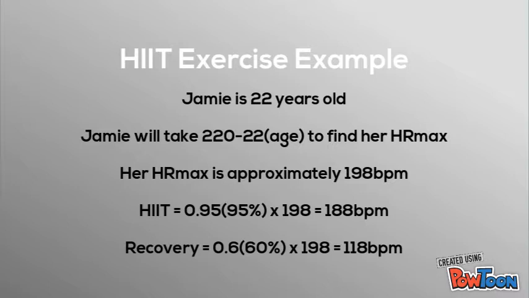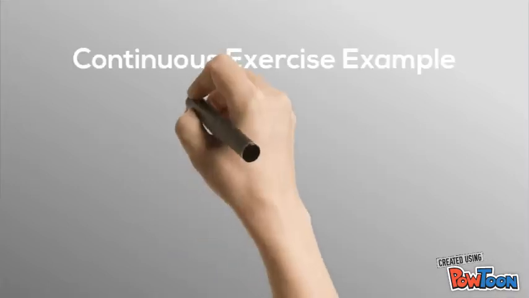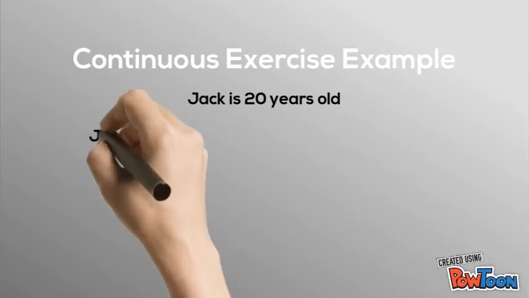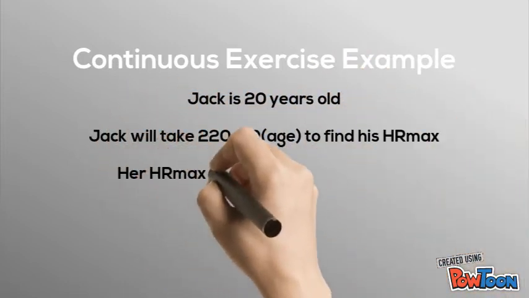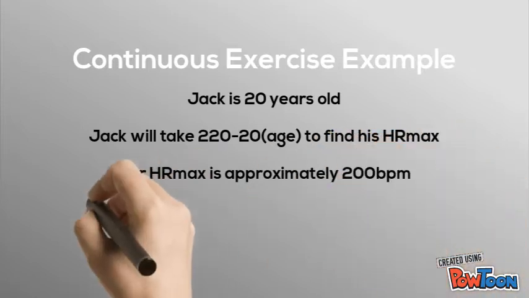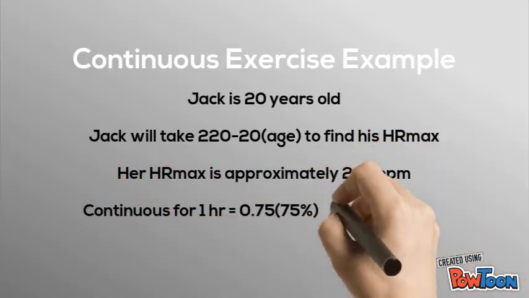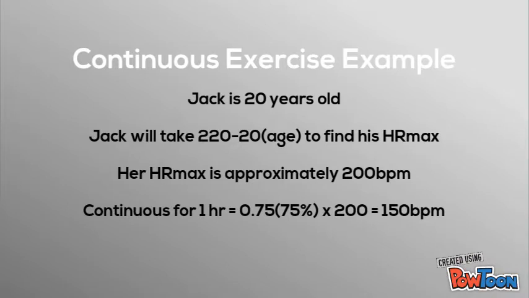Now let's walk you through an example of how this works. For HIIT, Jamie is 22 years old. We take 220 minus her age to find her heart rate max, so it's about 198 beats per minute. To find her high intensity interval, I'm going to take 0.95 times her highest heart rate. And then for her recovery, take that heart rate by 0.6.